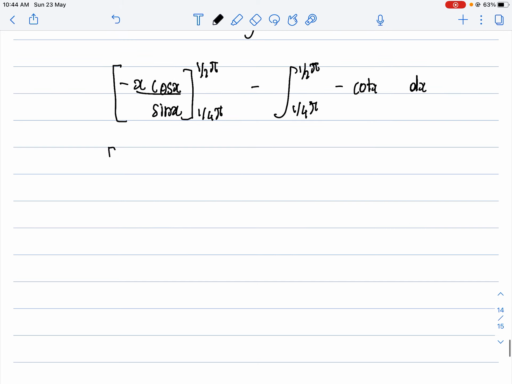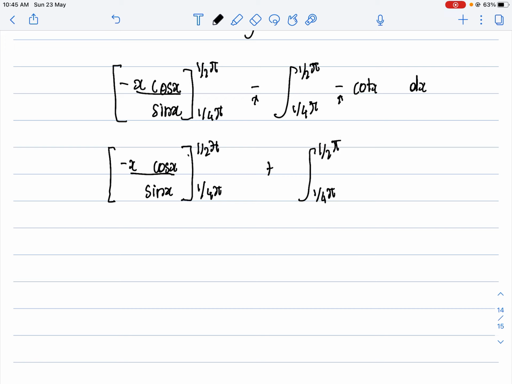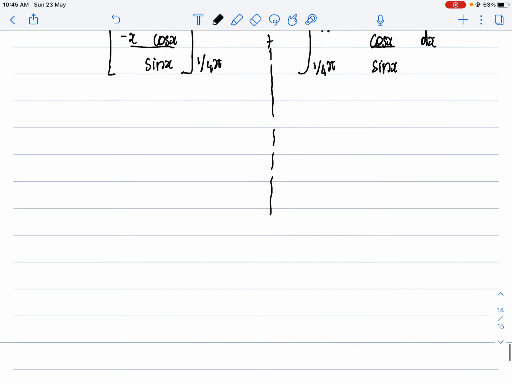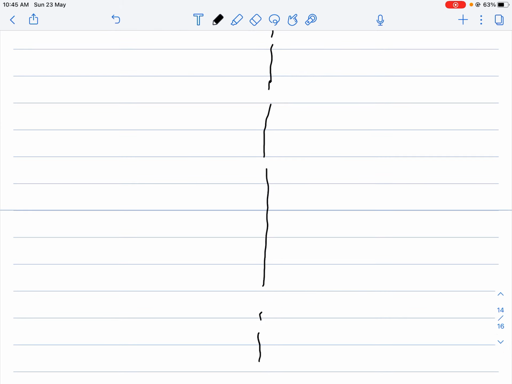Finally I can write this as minus x cos x by sin x with the limits 1 over 4 pi and 1 over 2 pi, plus, because the minus and minus become plus, the integration between 1 over 4 pi and 1 over 2 pi of cot x, which can be written as cos x over sin x dx. Now I always tell you, split this into parts. Split it something like this.